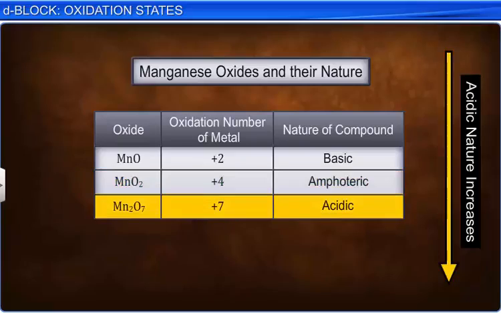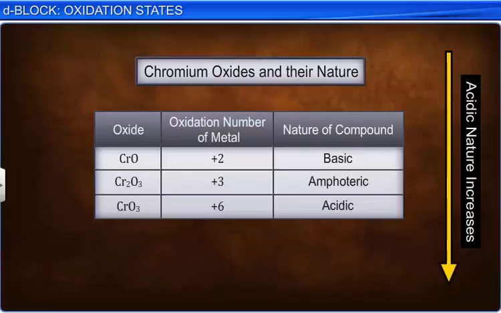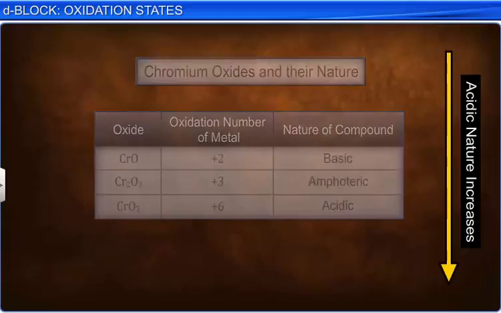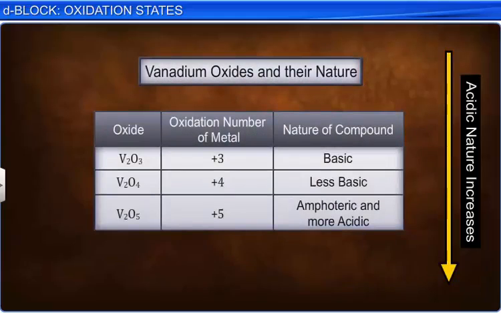Similarly, chromium(II) oxide is basic, chromium(III) oxide is amphoteric, and chromium(VI) oxide is acidic. A gradual change in nature of the oxides from basic to amphoteric can be clearly seen in vanadium. Vanadium(III) oxide is basic, while vanadium(IV) oxide is less basic. On the other hand, vanadium(V) oxide is amphoteric with more acidic properties.